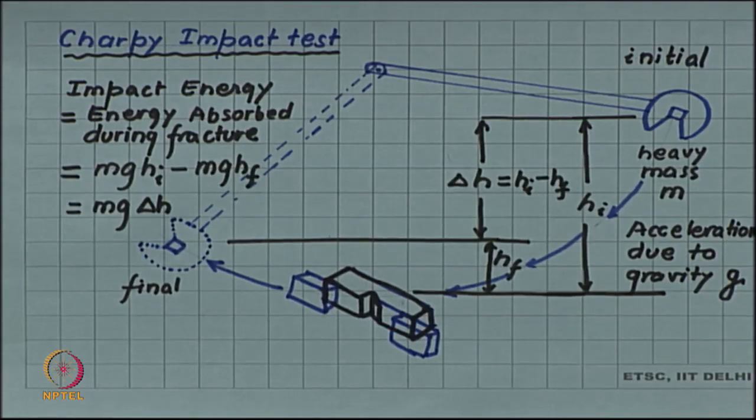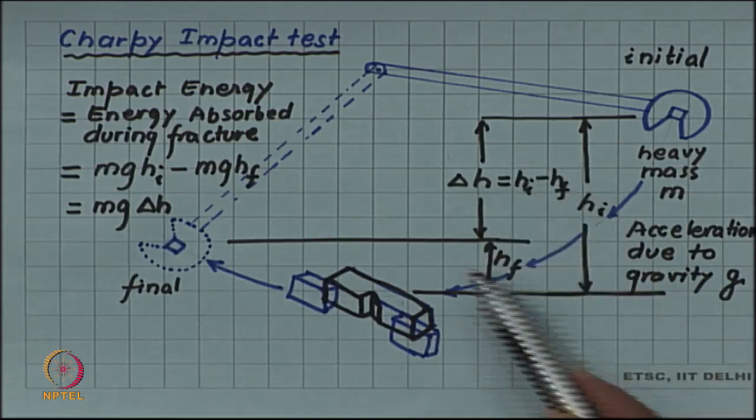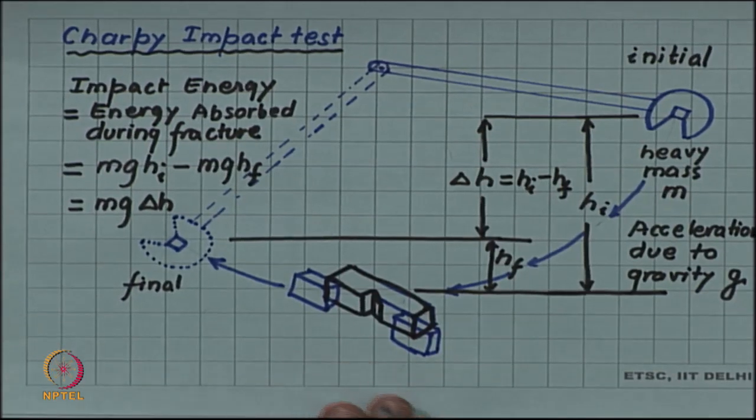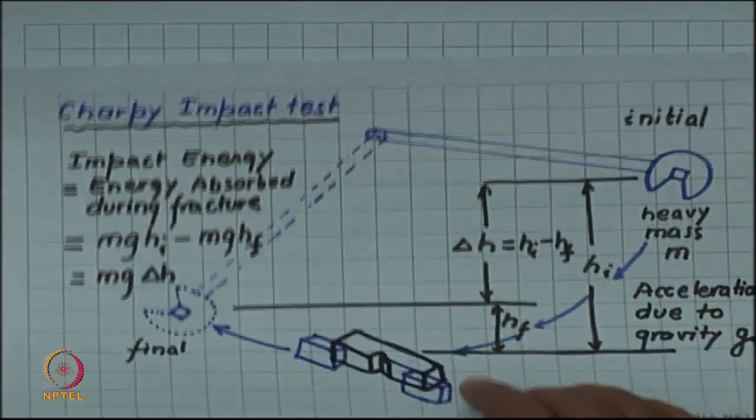So, this is a very simple test. You release the pendulum, break the specimen and let the pendulum swing to a final height h f. The difference in the potential energies of initial and final gives you how much energy has been absorbed in the fracture of the material. This fracture energy can be studied as a function of temperature if we keep the sample at different temperature.